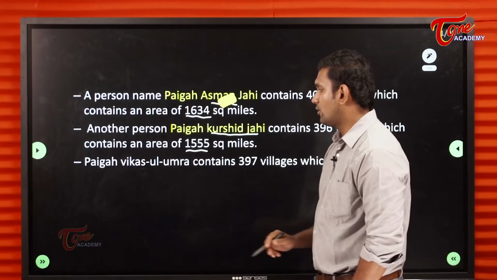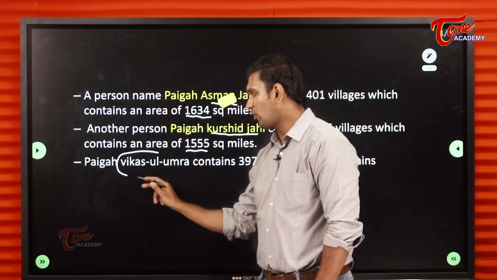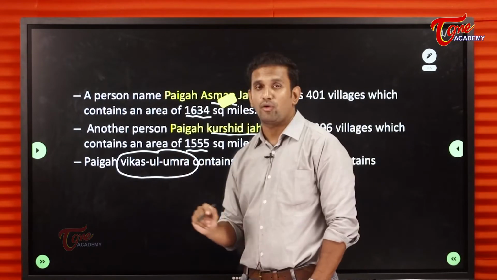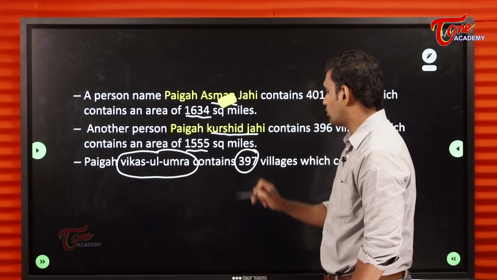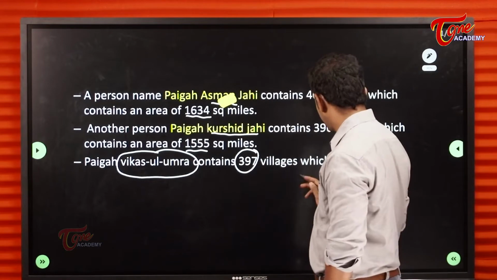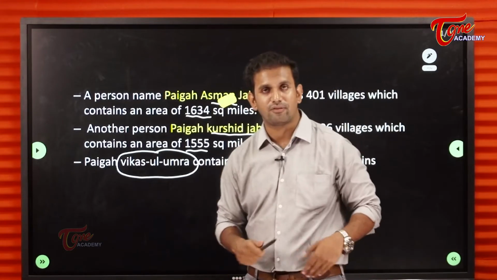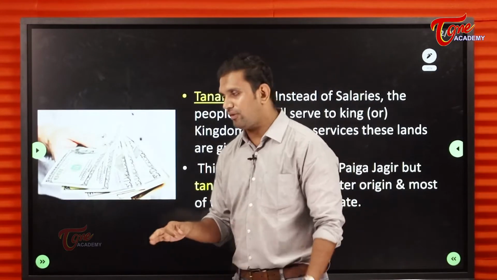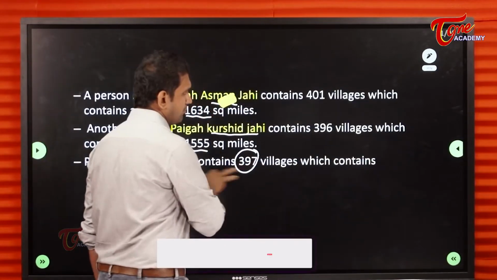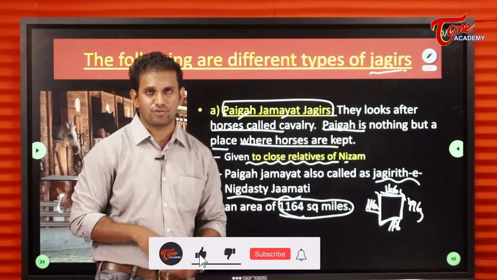Then another one, Vikas ul Umrah. I have not highlighted it, but this is a name only. Vikas ul Umrah has got 397 villages. Okay, fine. So these are all about Jagirs. Paigah Jamiyat Jagir gurinchi manam chuseshnam.